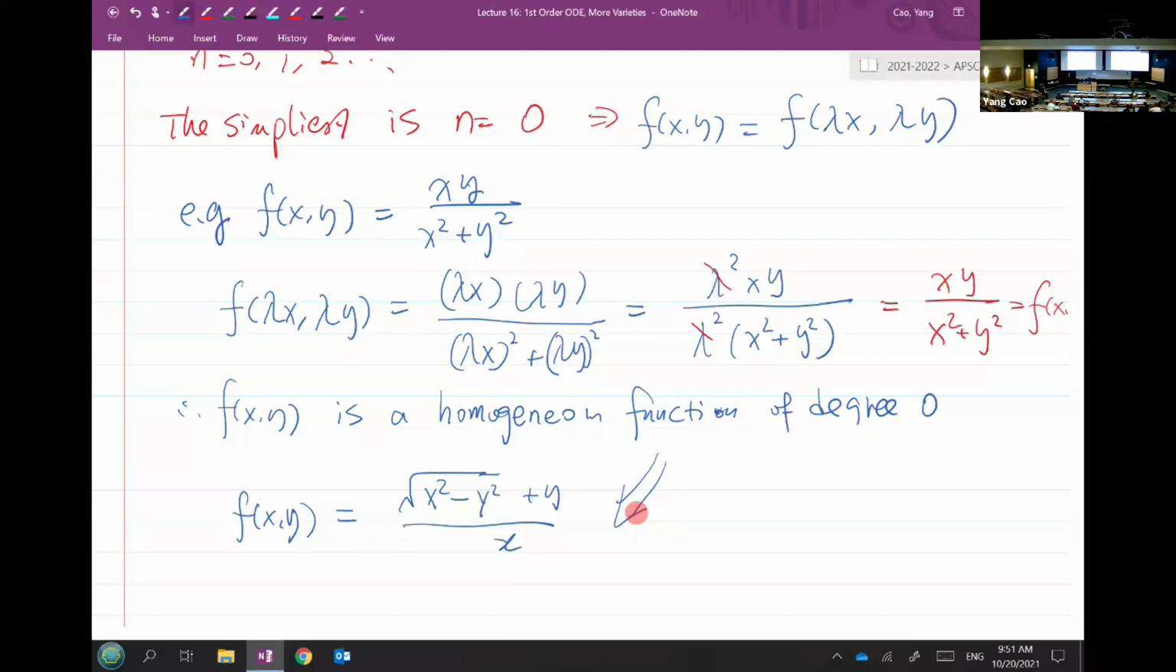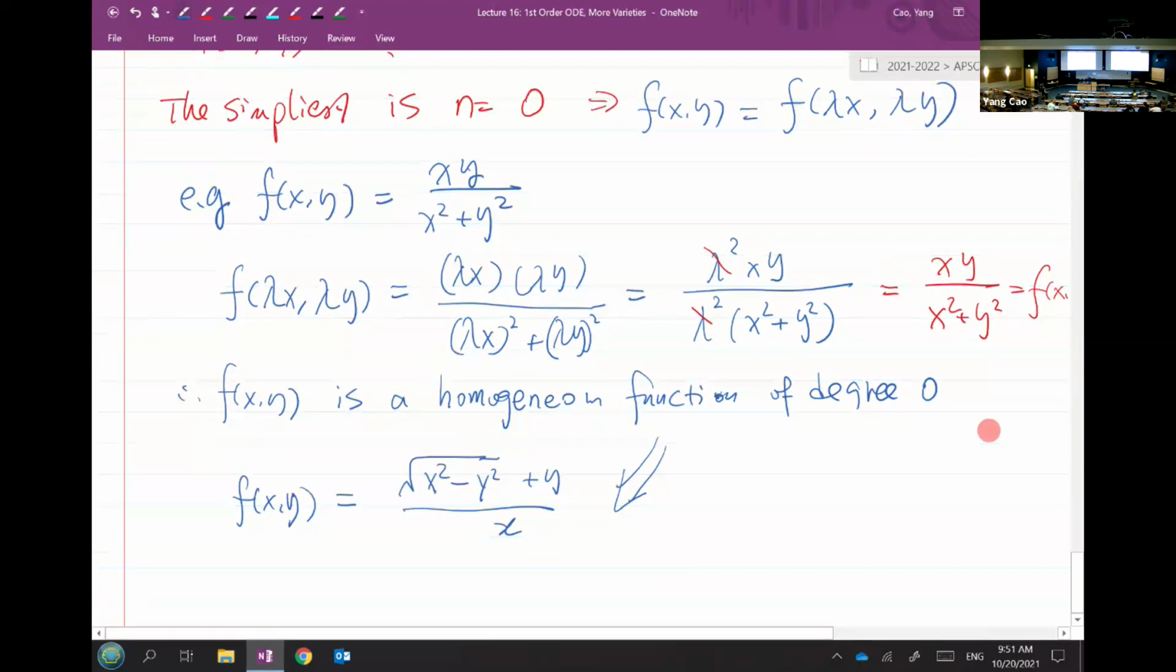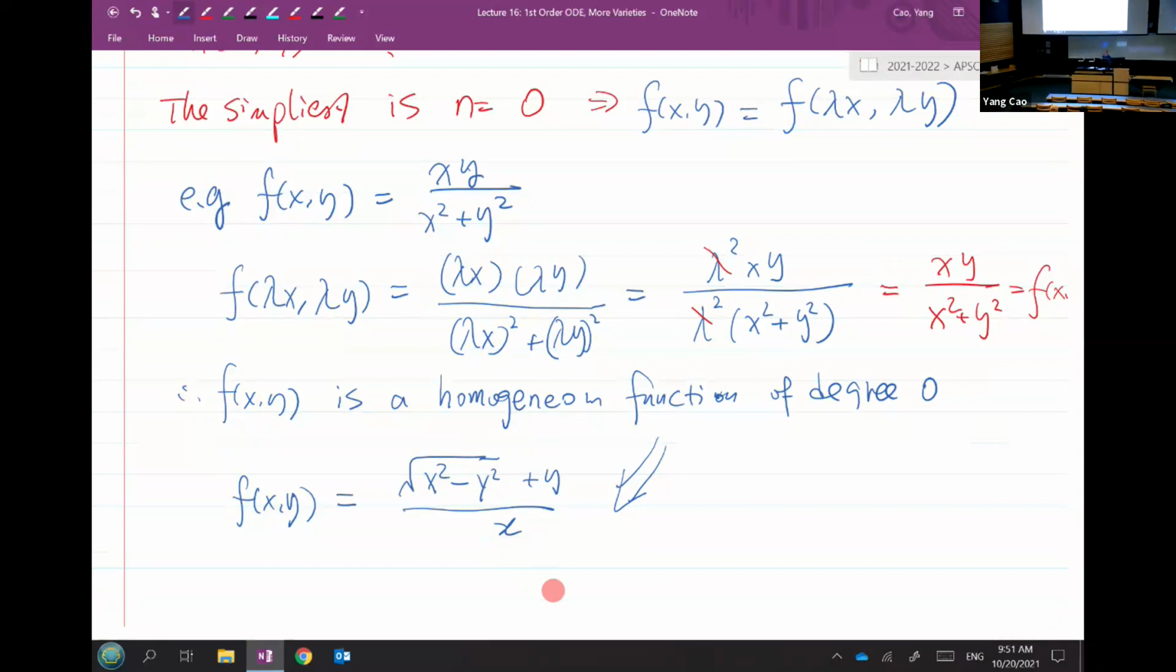As you can imagine, sometimes you'll end up with lambda to a certain power, not just necessarily to the power 0. Then you get a homogeneous function of other degrees. So we'll look at how we solve this type of homogeneous equation. And then there's the third type. And so that should conclude the first order ODE. Any questions? Thank you.